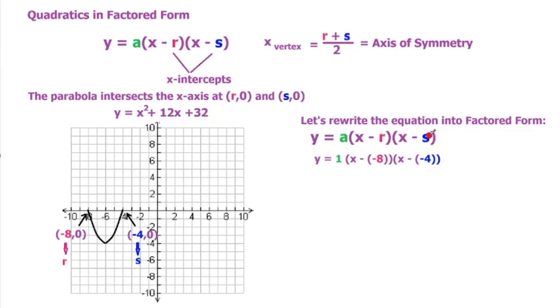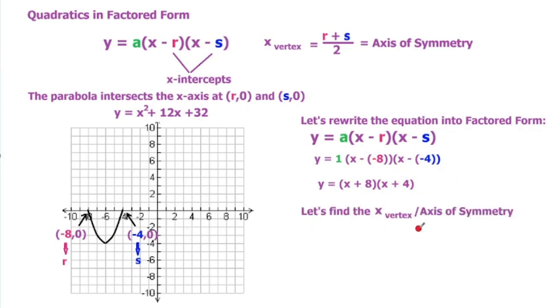We know what r and s is, and we know that a is 1 because we can see that here, a is 1. We know that r is negative 8, so we put that in. And we know that s is negative 4, so we put that in. So now we can simplify this. x minus negative 8 is x plus 8. x minus negative 4 is x plus 4.